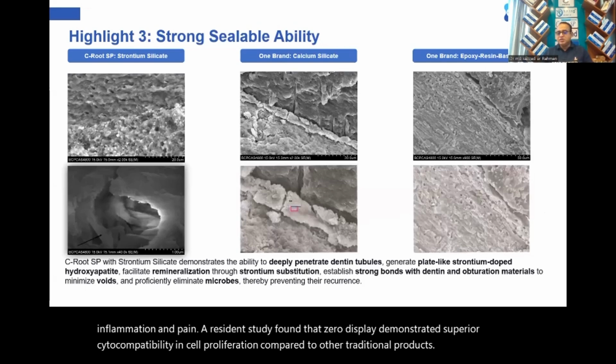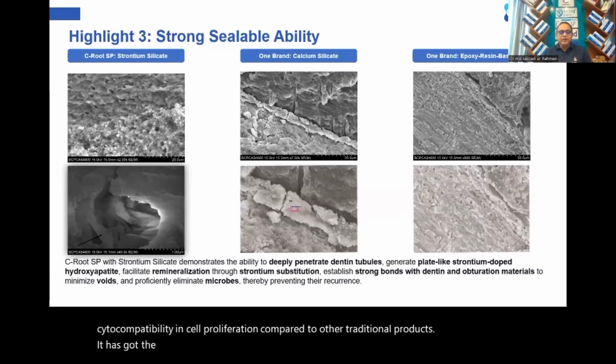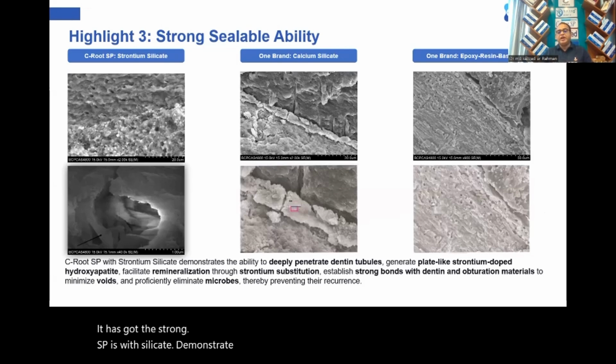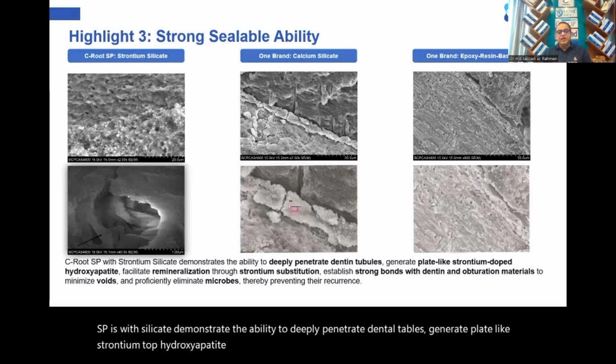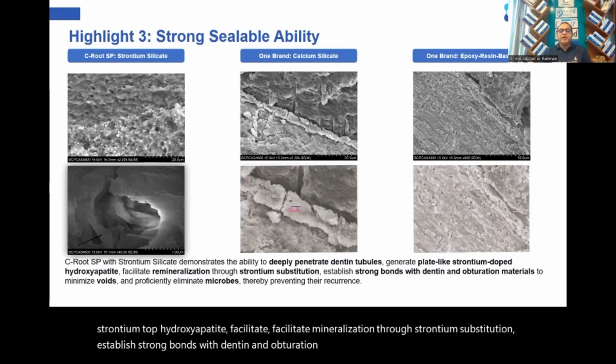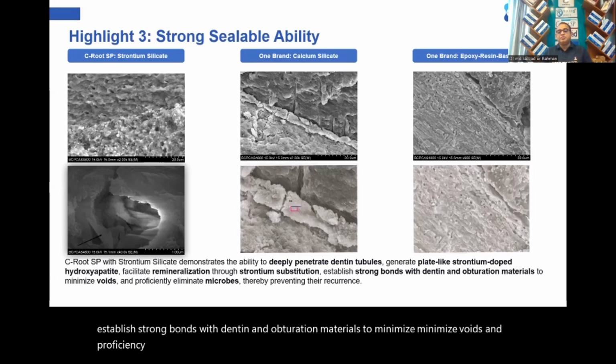It has strong sealability. Root SP, with strontium silicate, demonstrates the ability to deeply penetrate dentinal tubules, generate plate-like strontium-doped hydroxyapatite, facilitate mineralization through strontium substitution, establish strong bonds with dentin and obturation materials to minimize voids, and proficiently eliminate microbes, thereby preventing their recurrence.